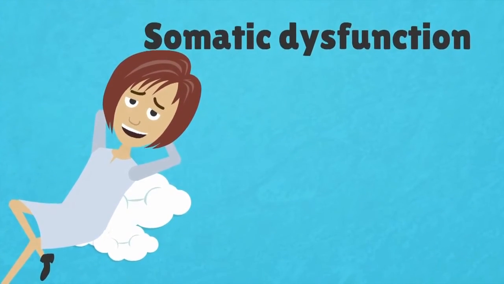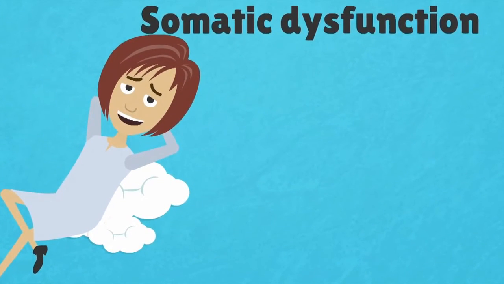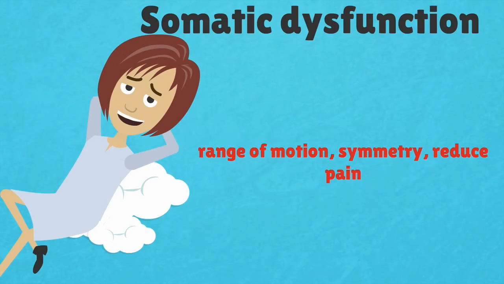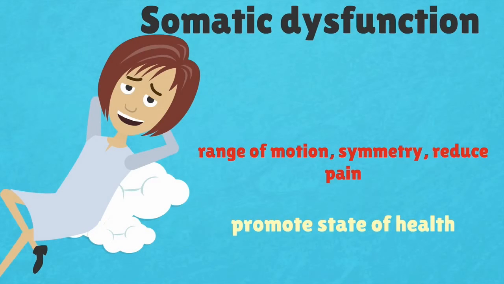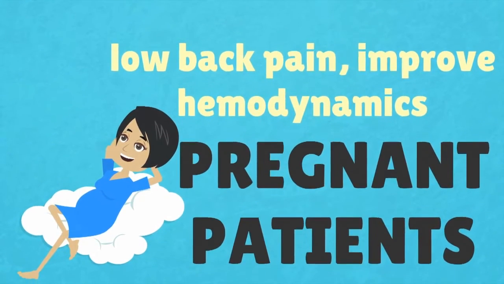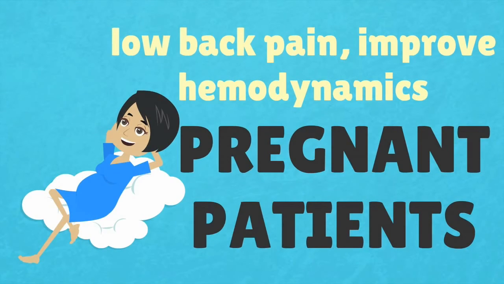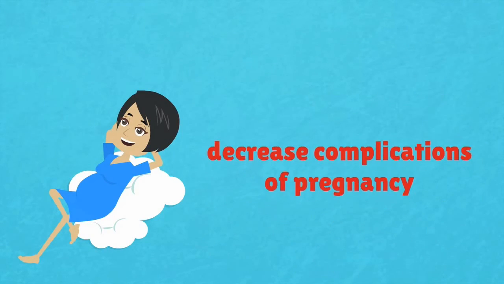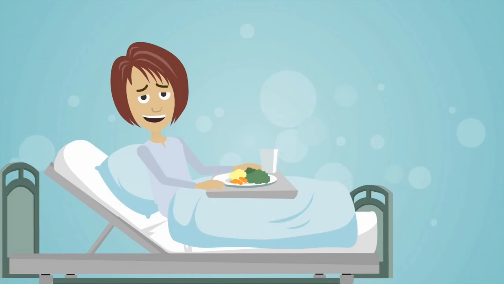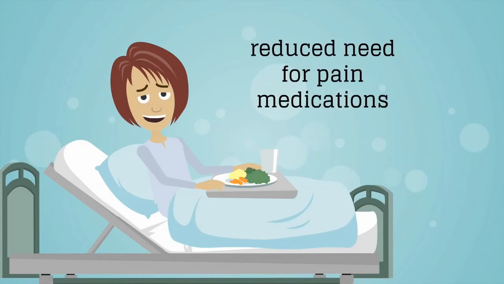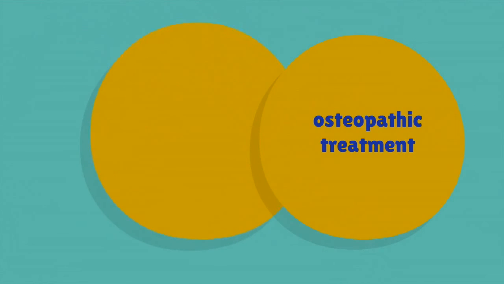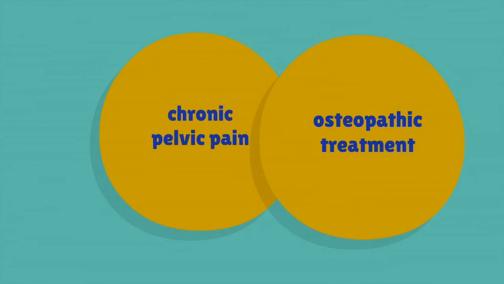Somatic dysfunction can be addressed by these techniques as well as by others. Successful treatment improves range of motion, symmetry, and reduces pain, and treatment may also affect homeostatic factors that improve visceral function and promote a state of health. Osteopathic treatment has been shown to improve daily function in pregnant patients with low back pain, improve hemodynamics, and decrease complications of pregnancy. Osteopathic treatments have been shown to reduce the need for pain medication as an adjunct after gynecologic surgery, and it can be used as an integrative approach for women with chronic pelvic pain.